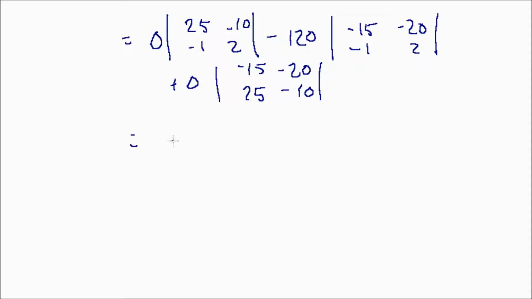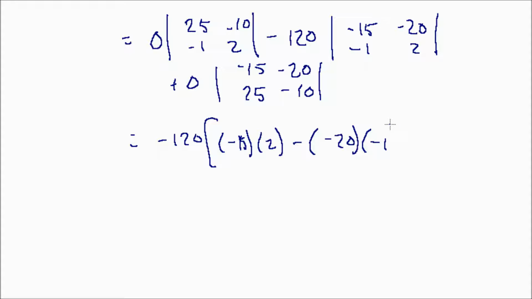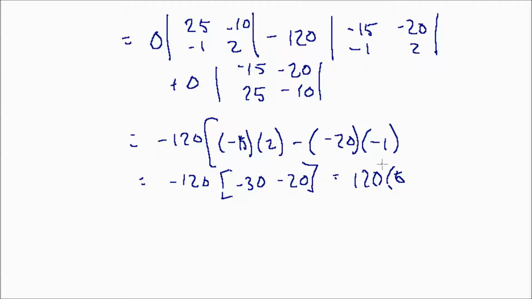And this one's going to be real easy to solve because it comes out to minus 120 by minus 15 times 2 minus negative 20 times negative 1. And this comes out to, of course, minus 120 times minus 30 minus 20, which is just 120 times 50. We just made all of the negatives disappear, which is equal to a determinant of D, B, C equals 6,000.